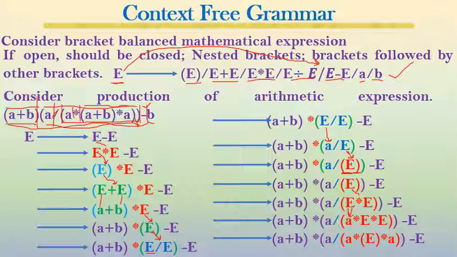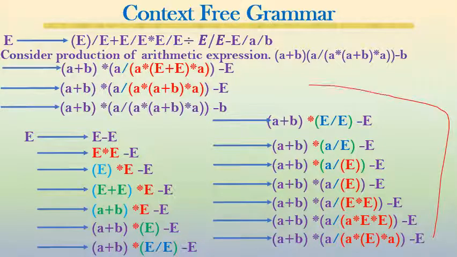Okay, so this will be replaced with A and E star E, then this E will be taken in brackets and this E will be replaced with A. And this is how that is done. You can see that now it has been moved up here.